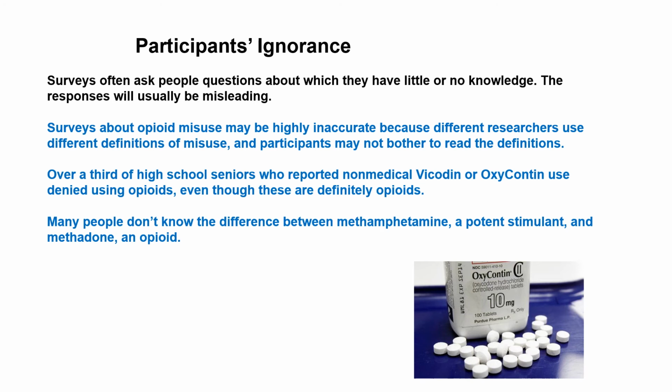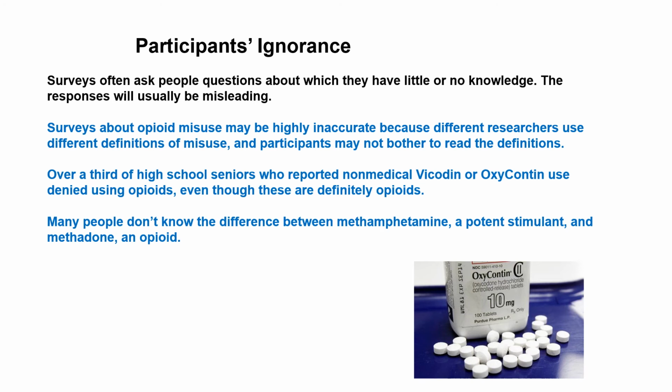When they were asked, do you use opioids? They said no. Do you use Vicodin? They said yes. Those two can't both be true, because Vicodin's an opioid. The problem is they didn't know that Vicodin was an opioid. So because of the definition, because of what they understand, because of what they know, they're going to give misleading responses.